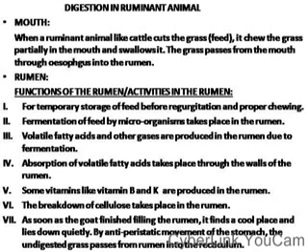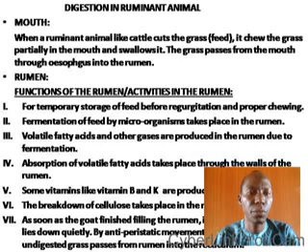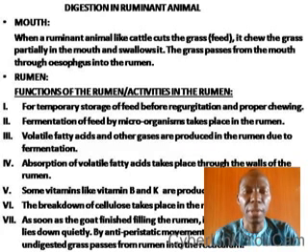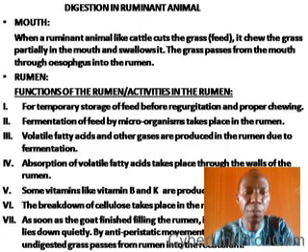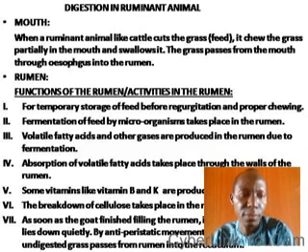Digestion in ruminant animals. Let us discuss this properly. From the mouth first. When ruminant animals like cattle cut the grass, it chews the grass partially in the mouth and swallows it. The grass passes from the mouth through the esophagus into the rumen.